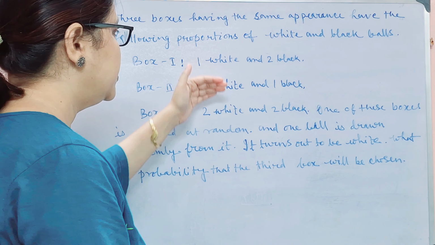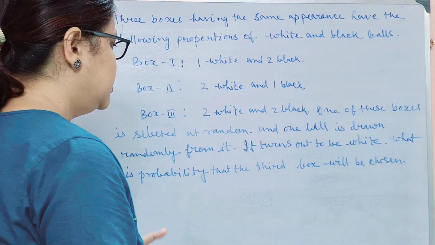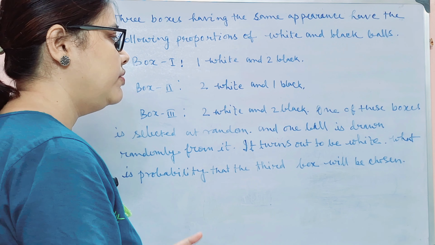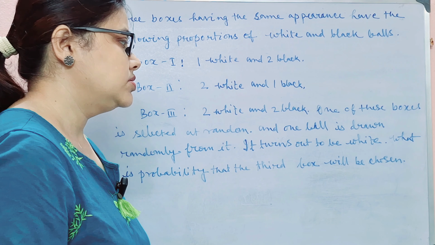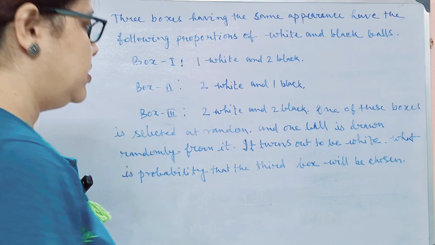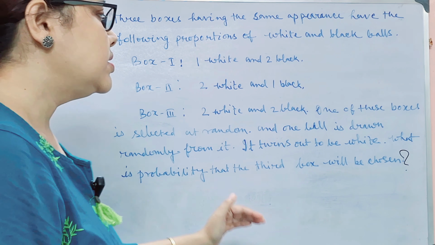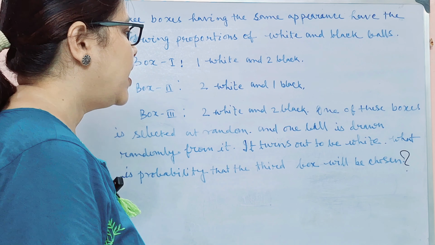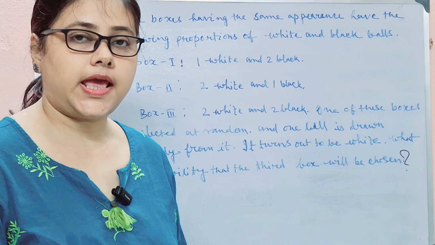One box is selected at random, and then one ball is drawn randomly from it and it turns out to be white. Now what is the probability that the third box is chosen? This is the question. What is the probability that the third box will be chosen? Now we will have to form what A1, A2, A3 are and what A is.